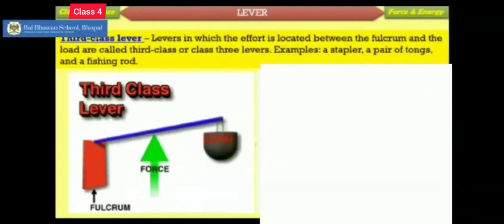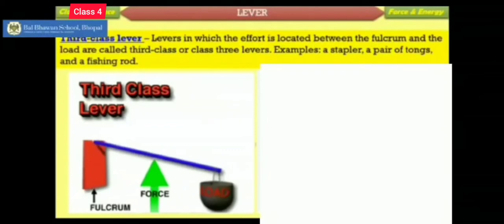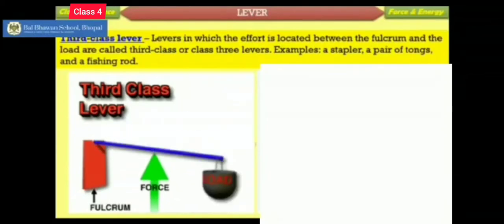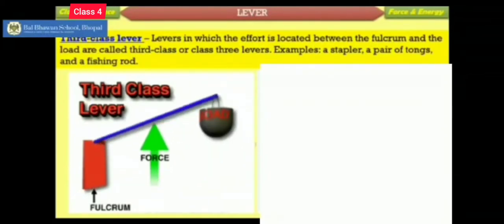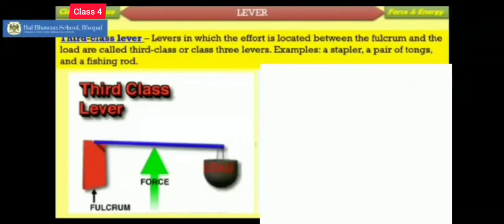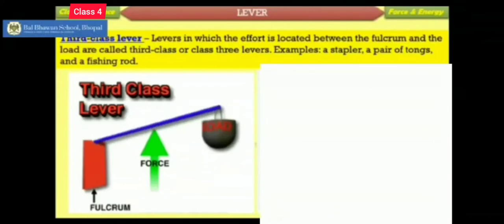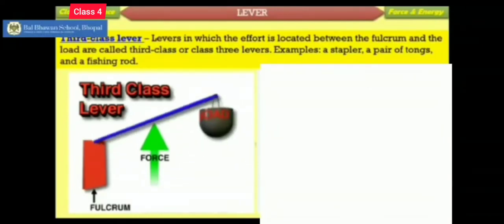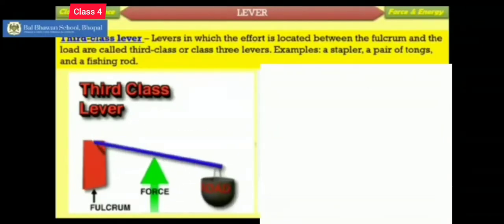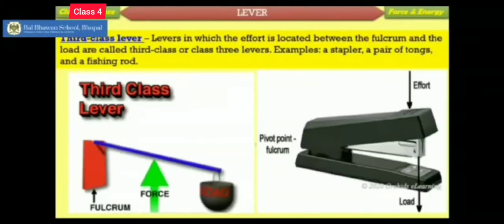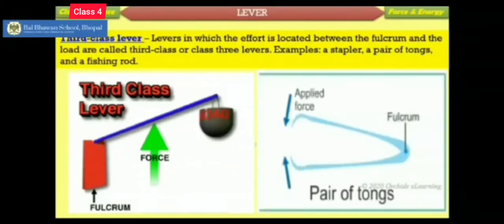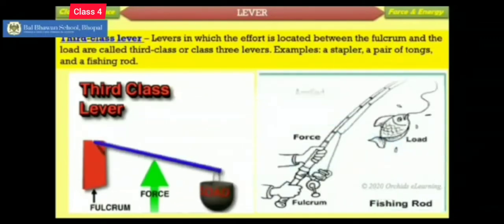Next we come to the third type of lever, and that is called third class lever. Levers in which effort is located between the fulcrum and the load are called third class lever or class 3 lever. Examples are stapler, a pair of tongs, and a fishing rod. I hope this part is clear.